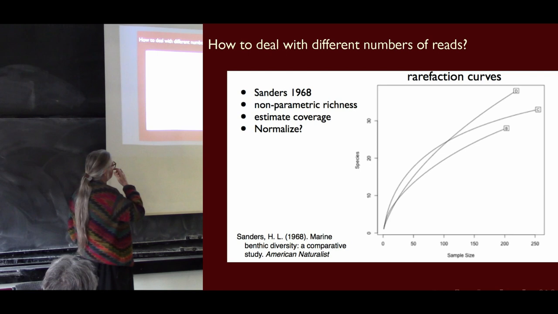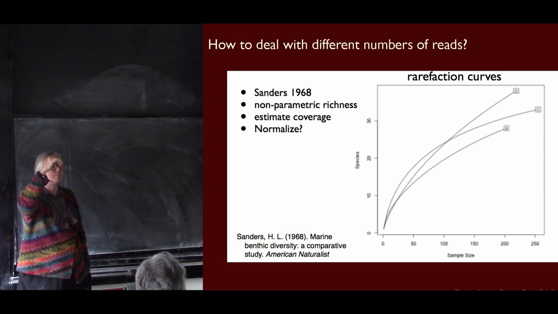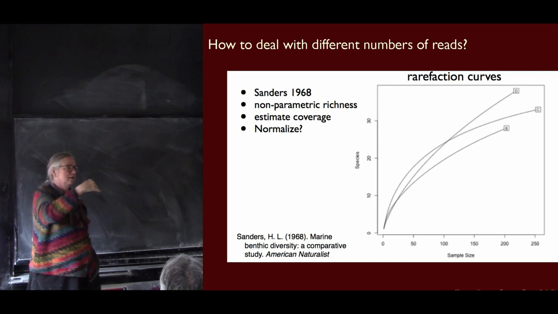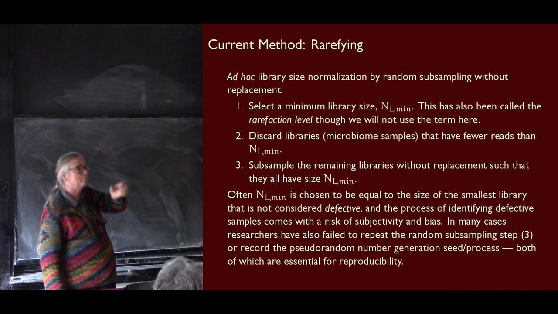But this inspired people to say, okay, we have this problem that all the column sums in the contingency table are unequal. We want the variance to be all the same. So we'll just take subsamples so that all the column sums are the same. And that's the method called rarefying. So you select the minimum library size, which you think is impossible.